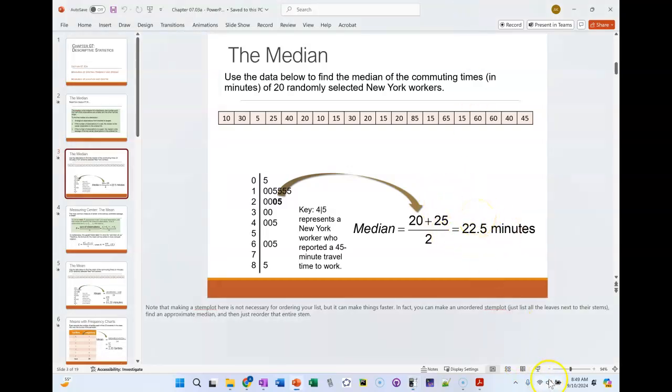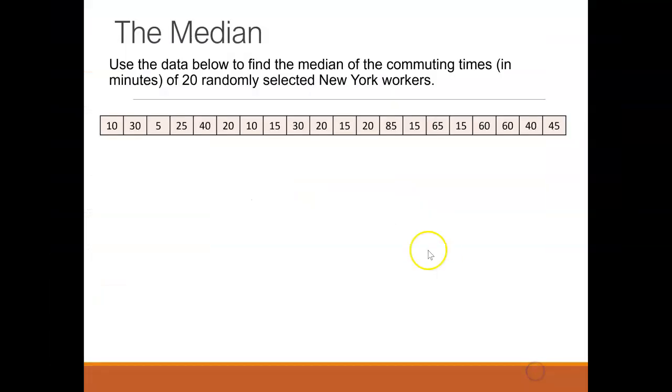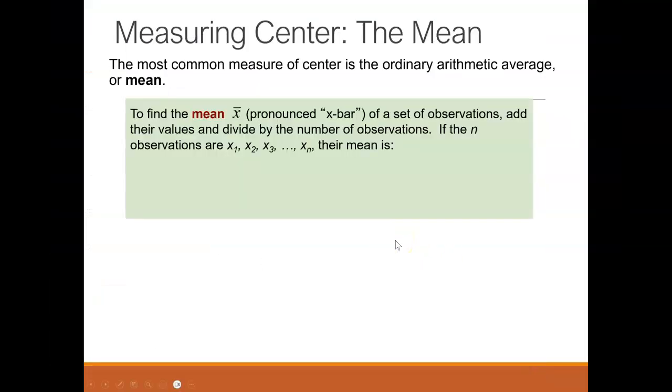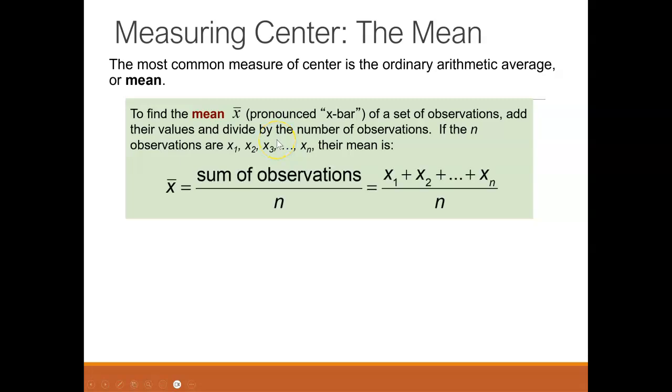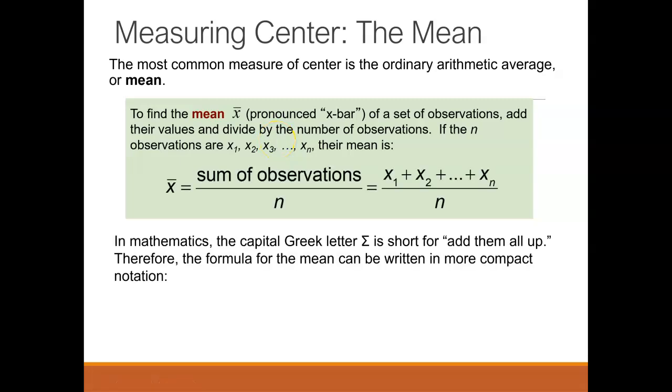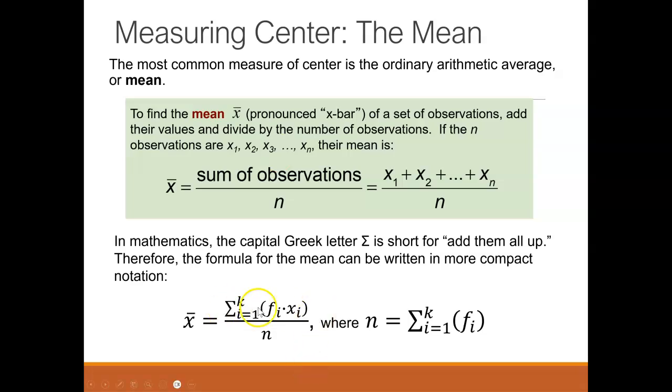22.5. Yep. The calculator really makes this pretty easy. Remember the mean. The symbol we use is that x with a bar over top of it. So again, we just add up all our observations and divide by the number of observations. The fancy way of writing this looks like this, where fi is the frequency for observation xi.